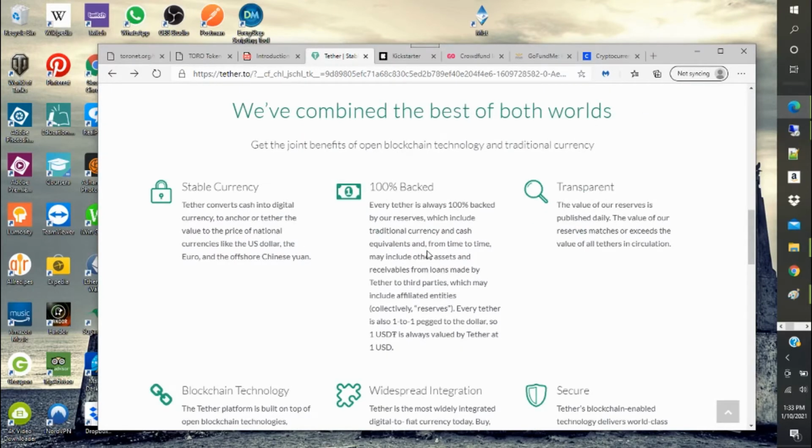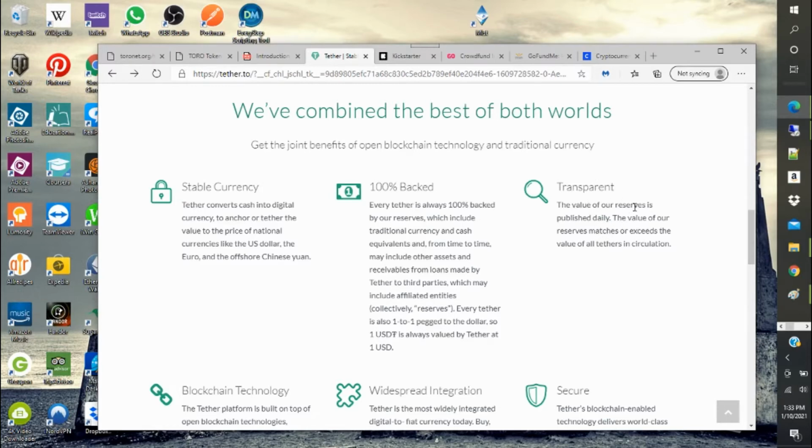Theta converts cash into digital currency to anchor the value to the price of the national currency, like the US dollar. They have other stable coins, not just the dollar. They have a euro, and they have a yuan, and others as well. It's supposed to be 100% backed according to this information here, and it's supposed to be transparent.